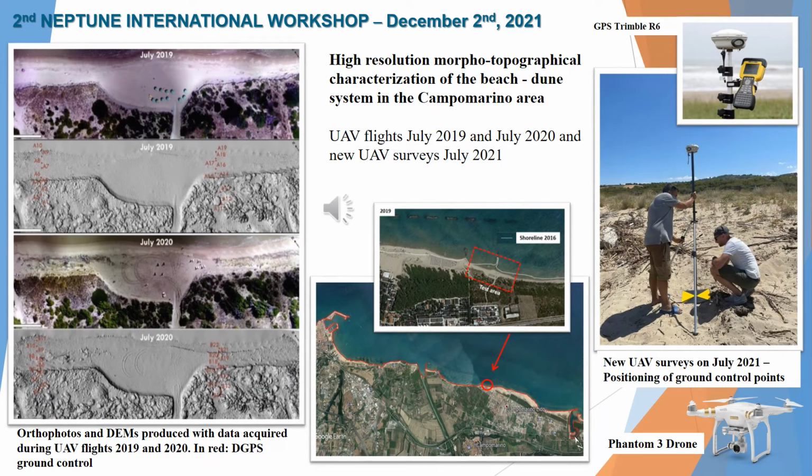I also took part this year in July in the annual UAV surveys that have been going on since 2019 in the test area located near Campomarino, south of the Fortore River, as illustrated in the morning session by Dr. Di Paola. The data collected during this year's surveys are currently under analysis.